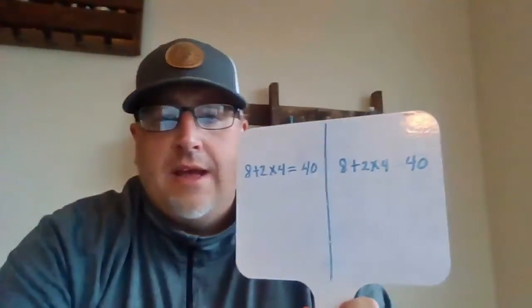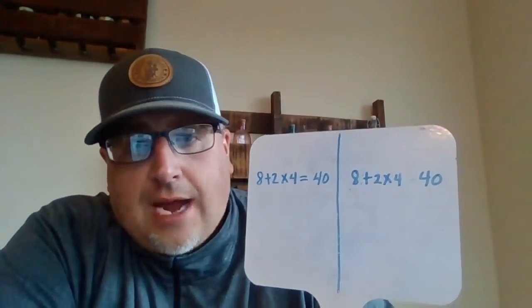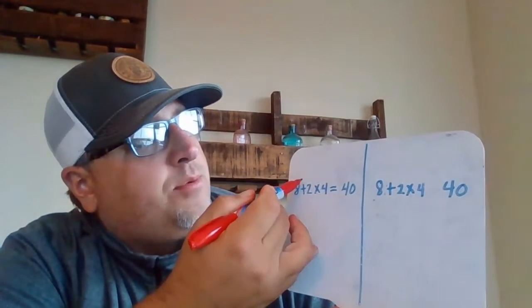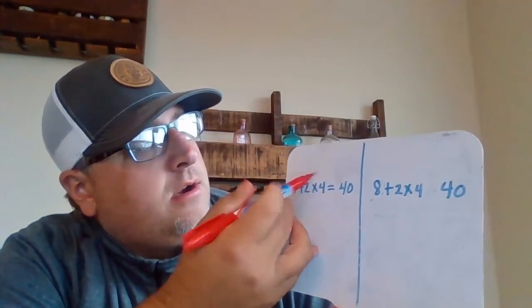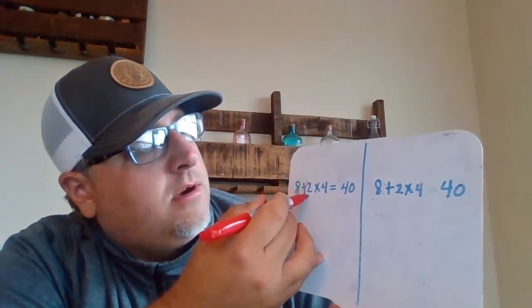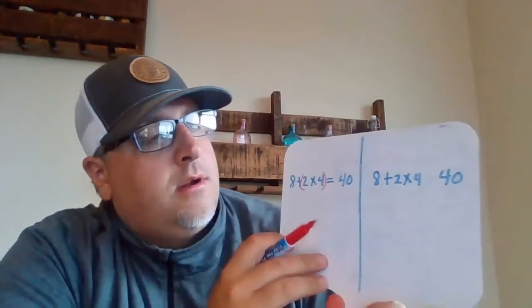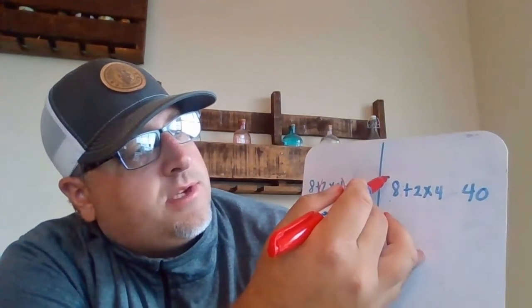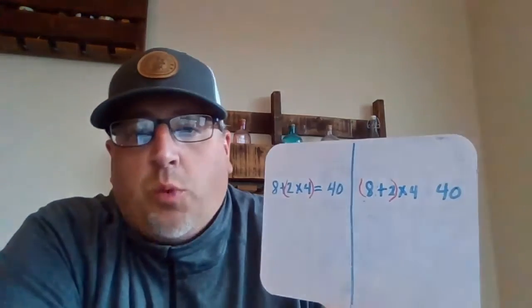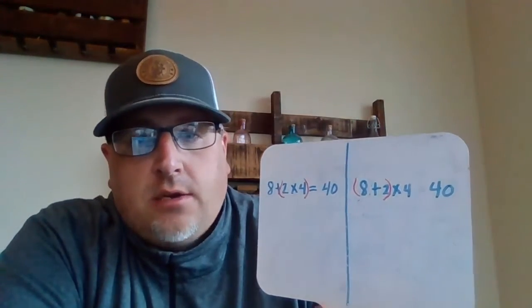All right, so I have 3 examples. Let's get started with the first one here. We have 8 plus 2 times 4 equals 40. So what I'm going to do is put parentheses right here. I'm going to put parentheses right here. And I'm going to put parentheses right here. And we're going to find which one is correct, all right?